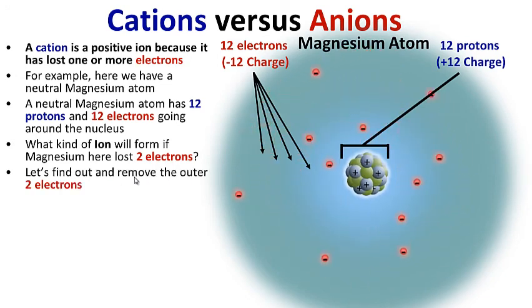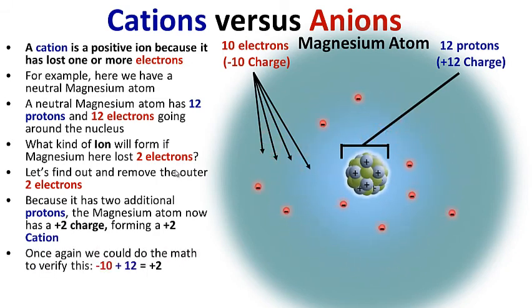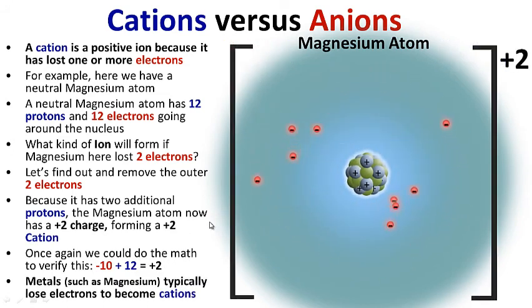Let's find out and remove the outer 2 electrons. Okay, so we got rid of 2 electrons here. Because it has 2 additional protons now, the magnesium atom now has a +2 charge, forming a +2 cation. Once again, we can do the math here. Okay, -10 + 12 gives us a +2 charge. So metals such as magnesium typically lose electrons to become cations.